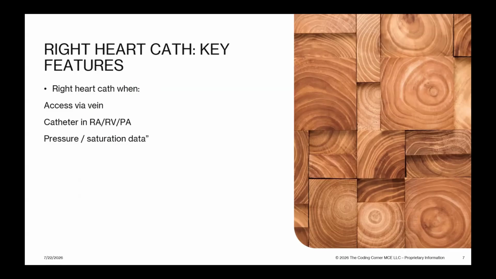A right heart cath usually starts with a venous access route like femoral or internal jugular vein. The catheter is advanced through the right atrium, right ventricle, and into the pulmonary artery. And you'll see detailed pressure and saturation data for those structures. That's the clue that this is the right heart cath, again, separate from just imaging.